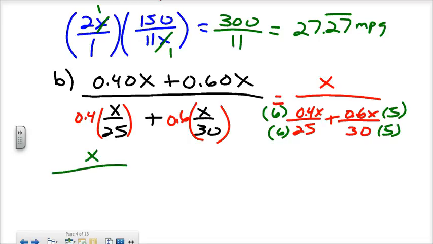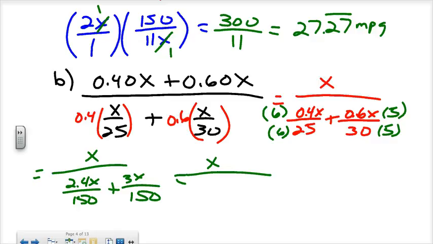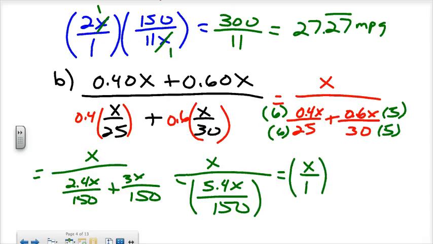So we will have 6 times 0.4x, which gives you 2.4x over 150, plus 0.6 times 5, which gives you 3x over 150. So that means we have x divided by 2.4x plus 3x, which gives you 5.4x over 150. And now we want to go ahead and multiply by the reciprocal. So we'll write x as a fraction, x over 1, and we will multiply that by 150 over 5.4x.